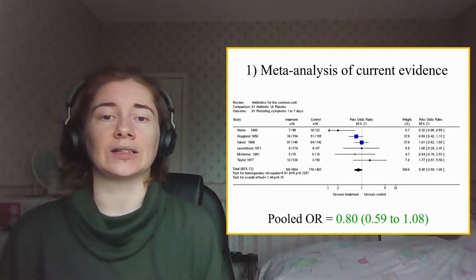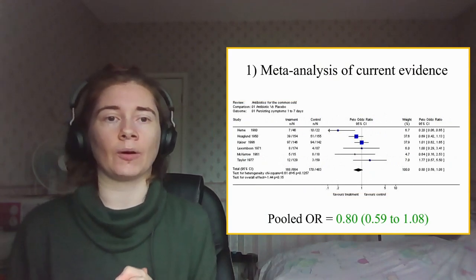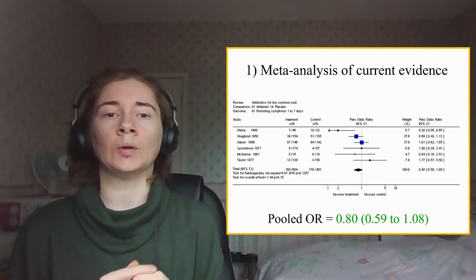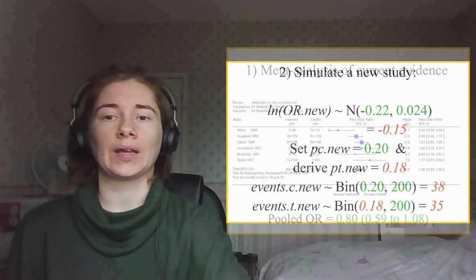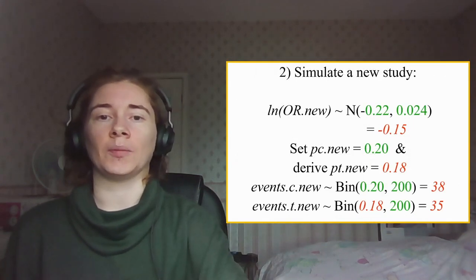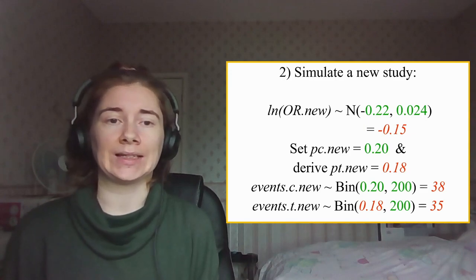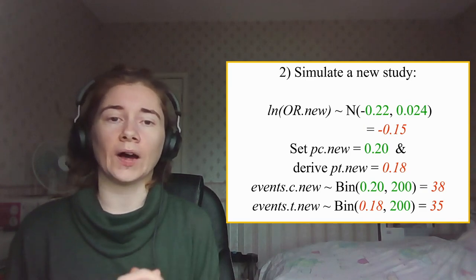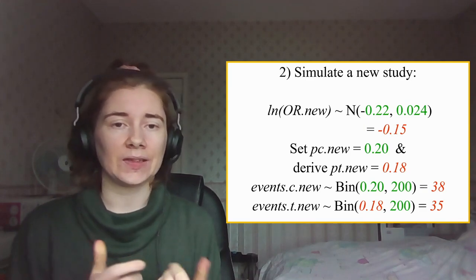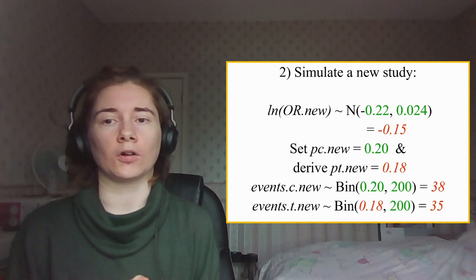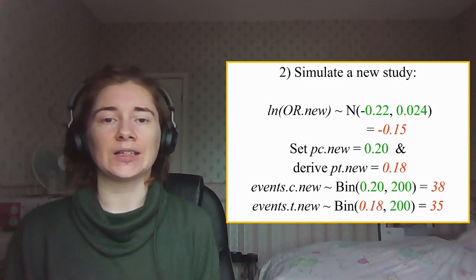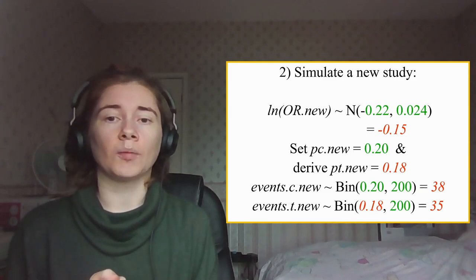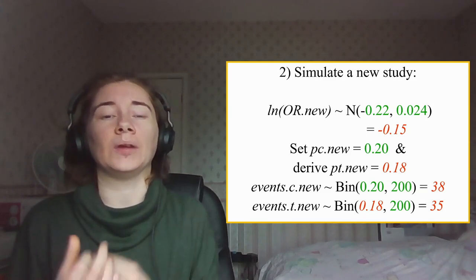Firstly, we need to conduct a standard meta-analysis of the current evidence in question. In this example, we have a meta-analysis of 6 studies with a pooled odds ratio of 0.8. Then using parameters from the meta-analysis, a new study is simulated. This involves sampling a new study effect from a distribution defined by the meta-analysis. Here, this is minus 0.15 on the log-odds scale. Then, by setting the probability of an event in the control arm at an estimated value, the probability of an event in the treatment arm can be derived.